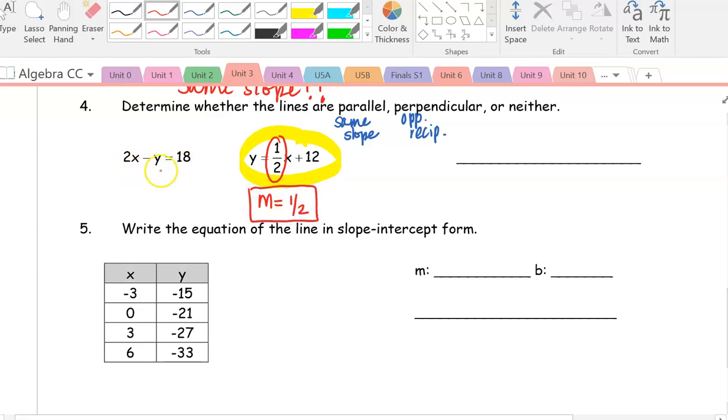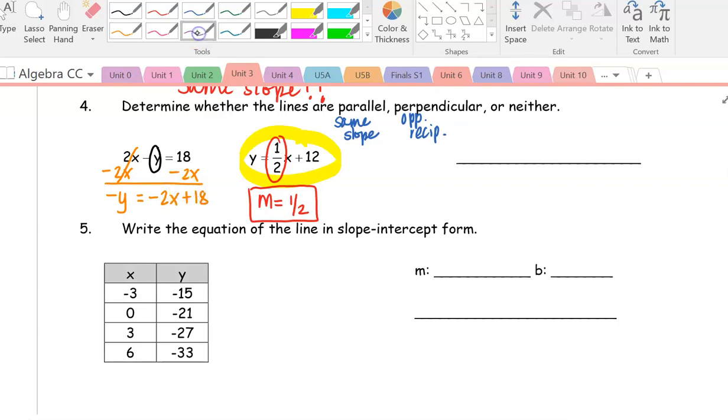This one over here is in what's called standard form. We will talk about standard form more in a week or two. Basically, in order to find the slope, we are going to need to solve for y first. So let's subtract our 2x over. Make sure you bring down a -y equals, and remember we're putting our x first, so a -2x, and a positive 18. And then this is a -1 here. We're just going to divide by that -1.